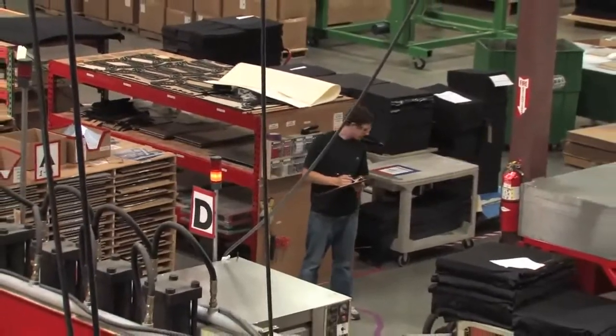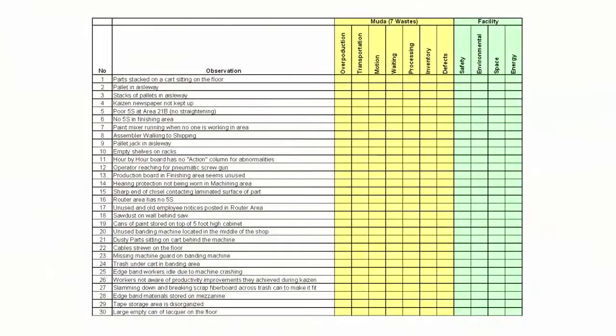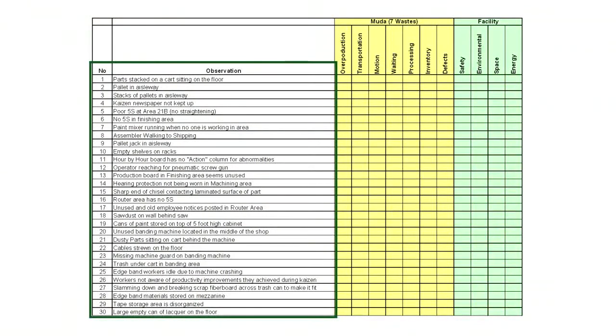The third step is to write down at least 30 small problems or types of waste that you observe. This could be anything from watching an operator straining to reach his tools to computer cables strung out all over the floor, creating a trip hazard. Again, at this point, you want to really describe what you see. Up to this point in the process, you've worked alone.